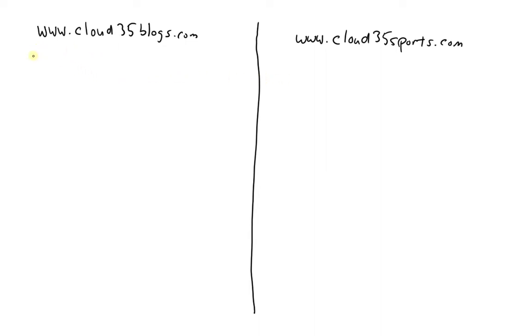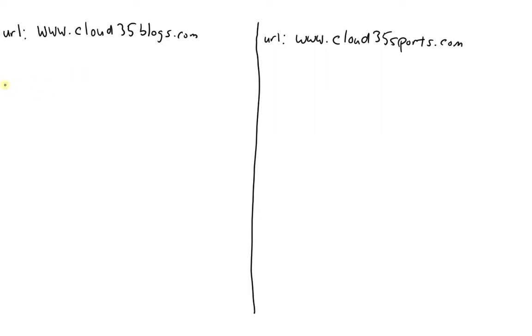So first thing to know is that a website has three components. The first thing is the web URL. So in this case, the web URL is cloud35blogs.com. So this is also a web URL. A URL also means the web address.